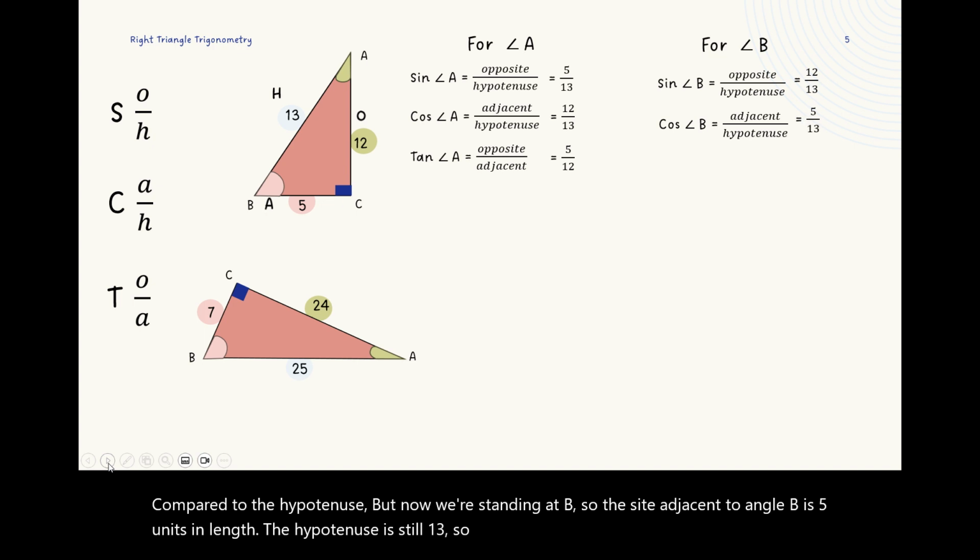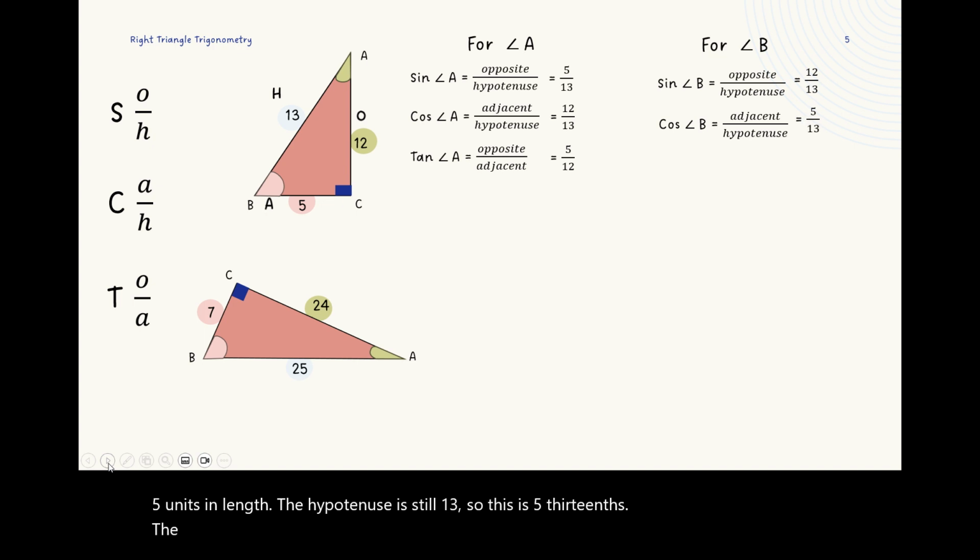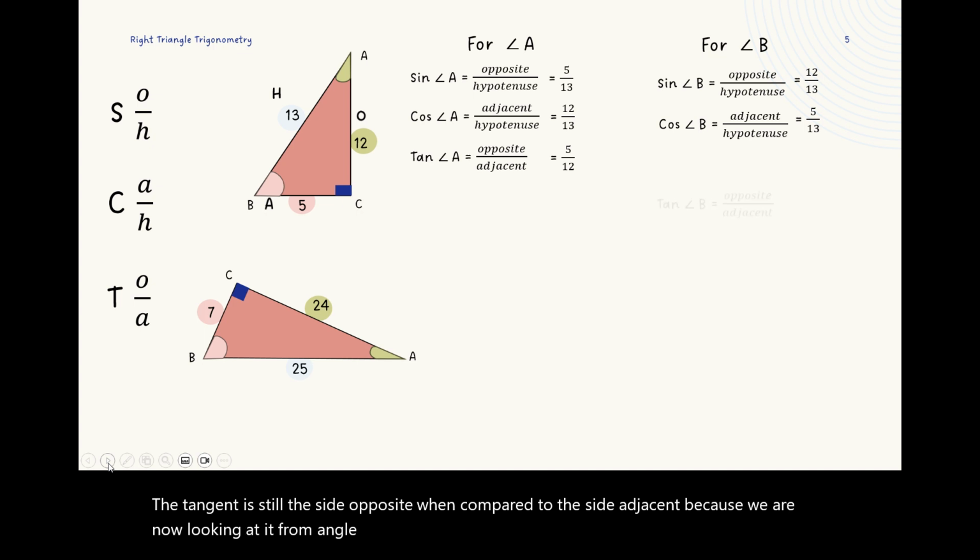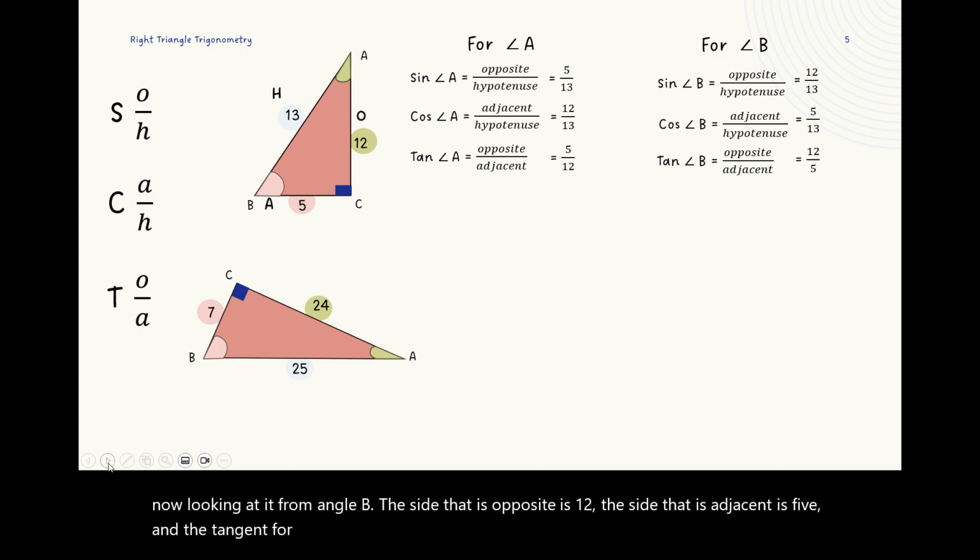So this is 5/13. The tangent is still the side opposite when compared to the side adjacent. Because we are now looking at it from angle B, the side that is opposite is 12, the side that is adjacent is 5, and the tangent for angle B is 12 over 5.